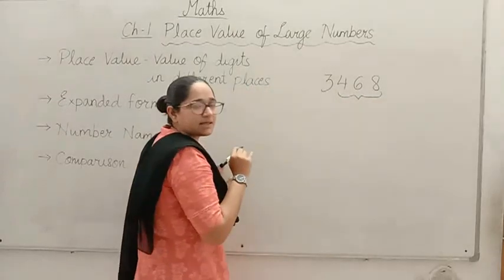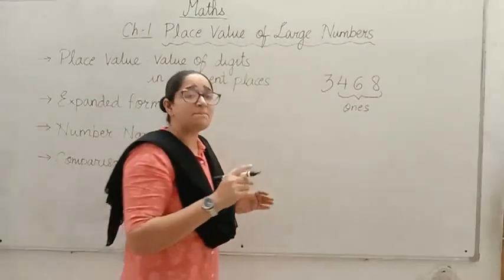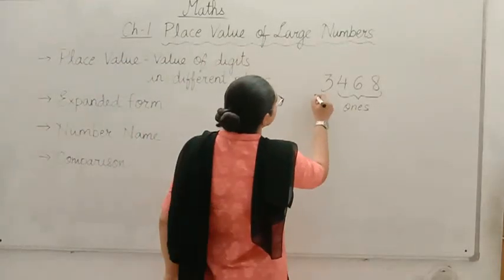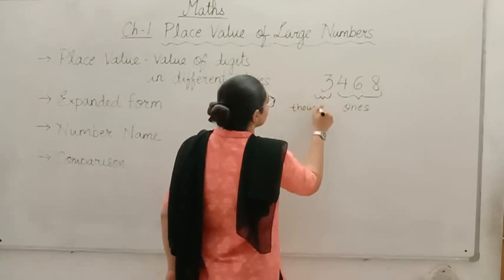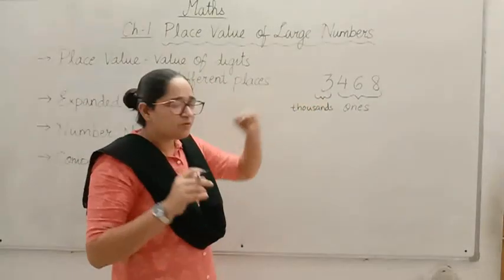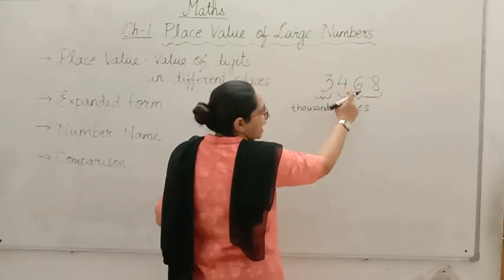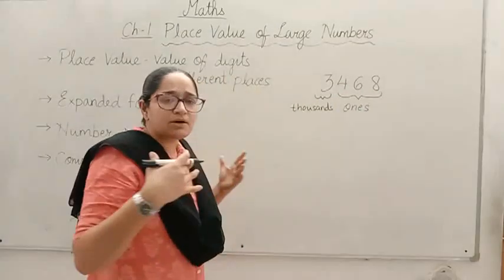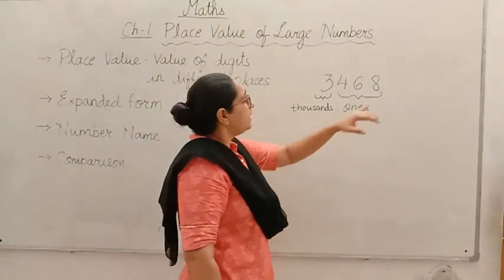Okay? So in this 4-digit number, these 3 digits 4, 6, 8, they fall in a group of ones. They fall in a period, you can say, a group of ones. This number 3 is in a group of thousands. Okay, it falls into a group of thousands. And so when we are reading a number, we would say this is 3468.